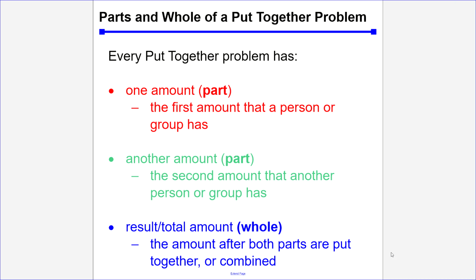Every put-together problem has an amount, the first amount that a person or group has, another amount, the second amount that a person or group has, and a result amount, which is the whole. It's the amount after both parts are put together or combined.